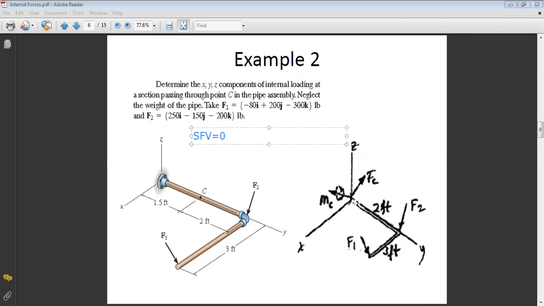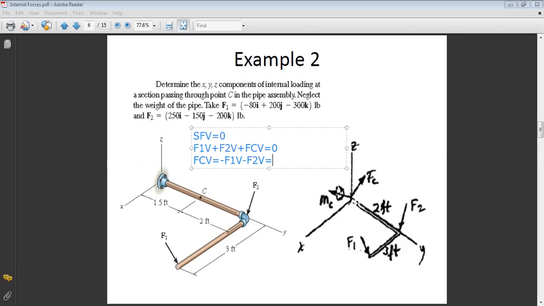What are my vector forces here? I have F1 vector plus F2 vector plus FC, which is the internal force at C, should be equal to 0. And since they gave me F1 vector and F2 vector, I can simply say that FC vector is simply equal to minus F1 vector minus F2 vector. Okay, and now I replace the forces by their expression.